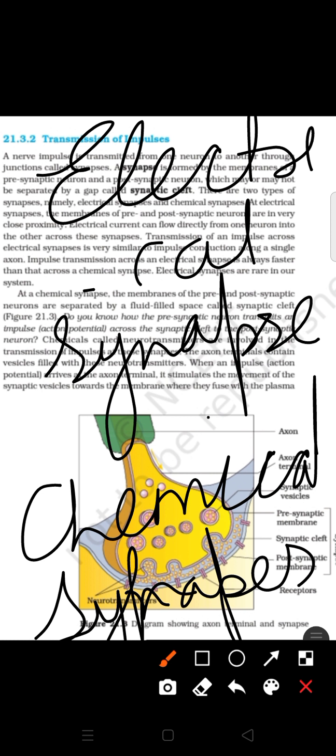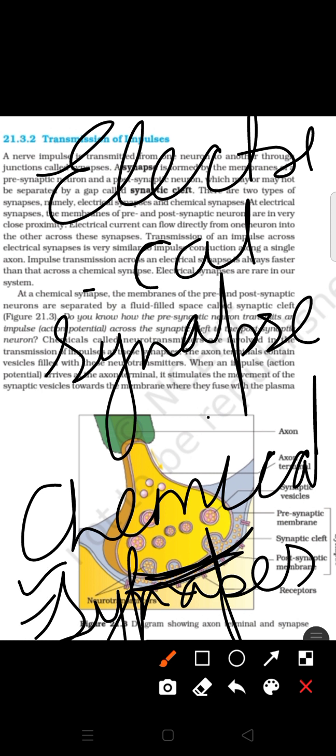The membranes of the presynaptic and postsynaptic neuron are in close proximity and there is no synaptic cleft. The presynaptic and postsynaptic membranes separated by a fluid filled space is known as the synaptic cleft. Okay, so you can understand that where synaptic cleft is present, it is known as the chemical synapse.